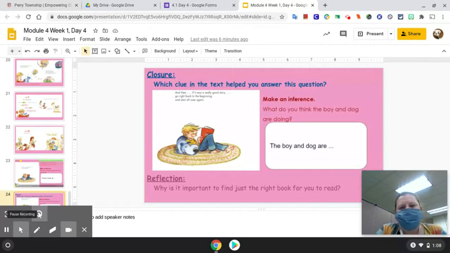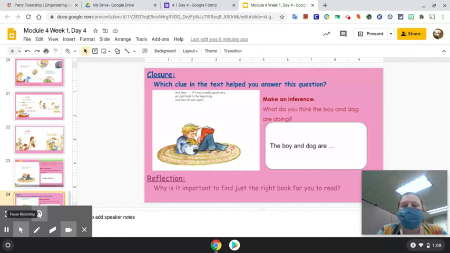Which clue in the text helped you answer this question? So look at the picture. You guys just answered this question. What do you think the dog and the boy are doing? What clues helped you answer that question?